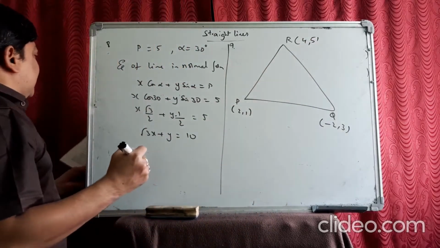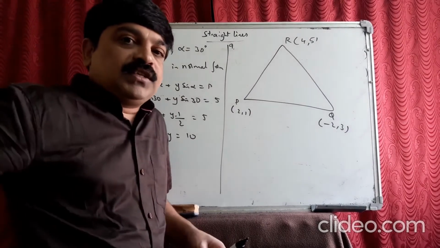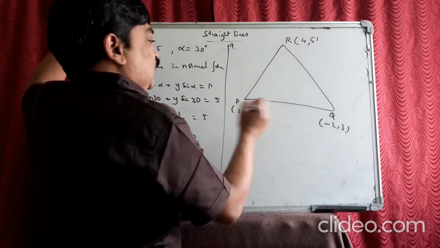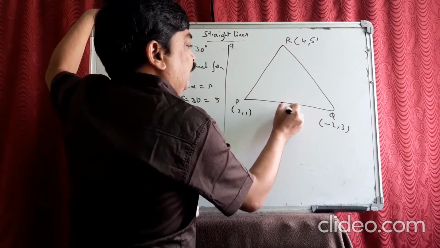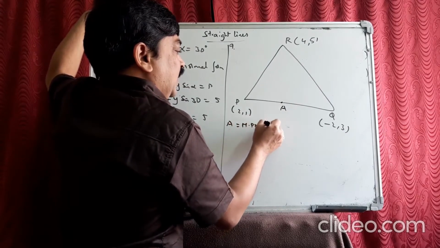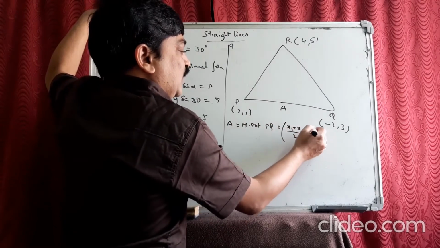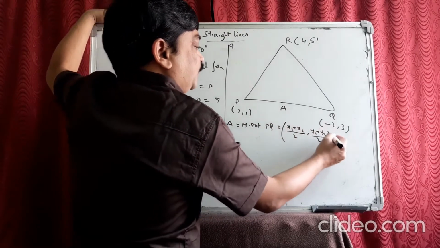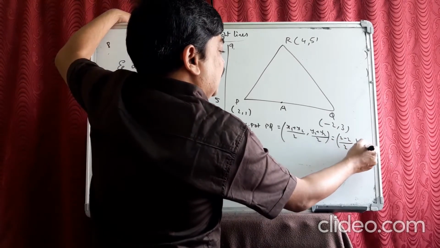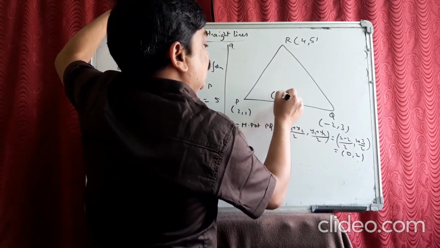When you are asked to find the median through vertex R, what do you mean by median? A median is the line passing from one vertex to the midpoint of the opposite side. So first let us find A, which is the midpoint of P and Q. The midpoint formula is (x1 plus x2) by 2, (y1 plus y2) by 2. So here it becomes (2 minus 2) by 2, (1 plus 3) by 2, which is (0, 2). So A is (0, 2).